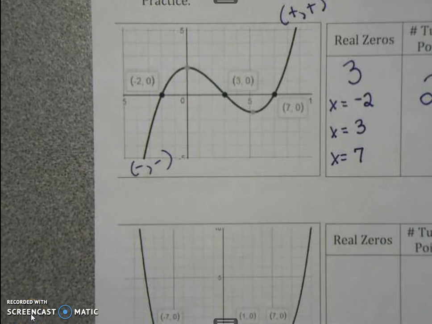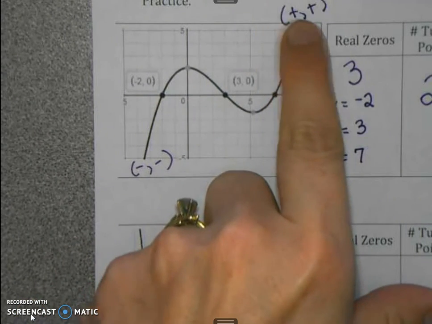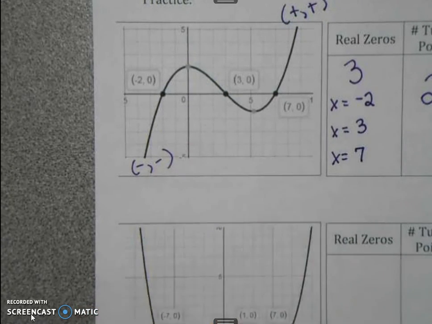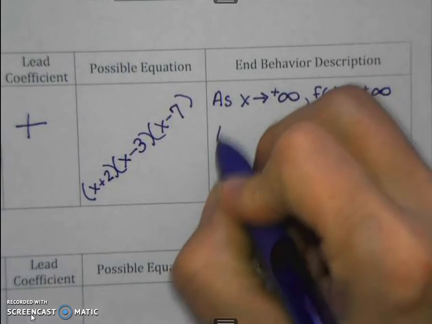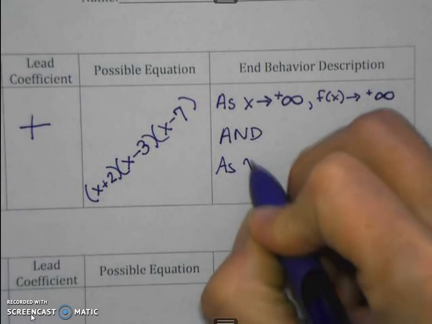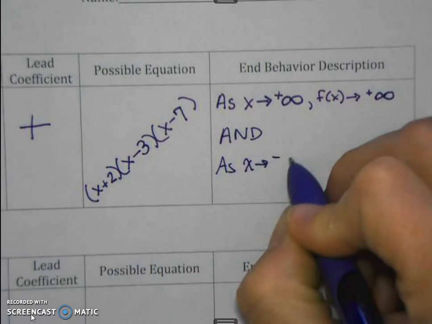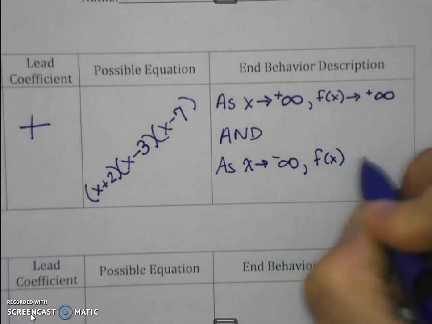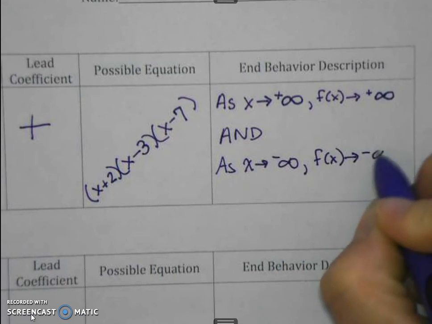So to finish this one, we've just described the up end. Now we have to describe the downside end. And as x goes to negative infinity, f of x also goes to negative infinity.